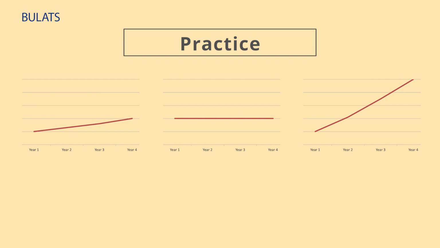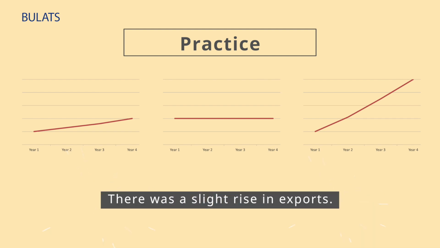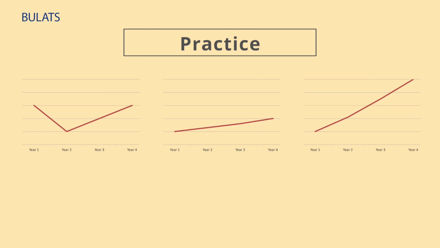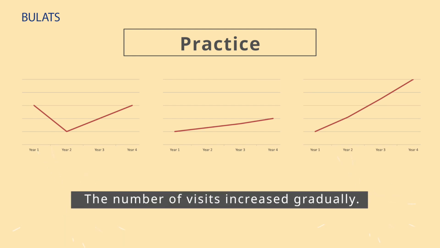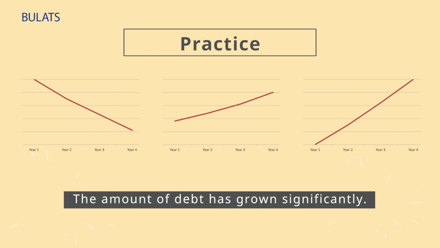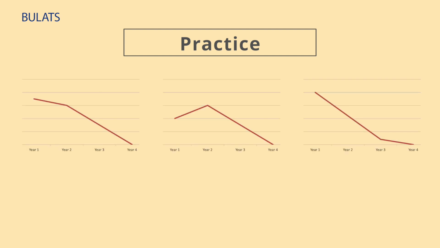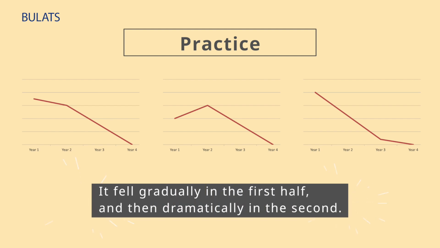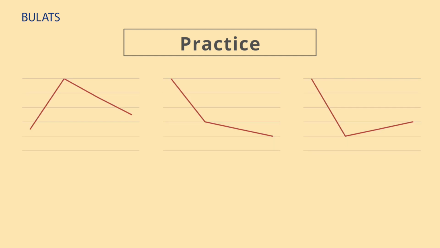There was a slight rise in exports. The number of visits increased gradually. The amount of debt has grown significantly. It fell gradually in the first half and then dramatically in the second. It fell sharply in the first half before rising gradually in the second.